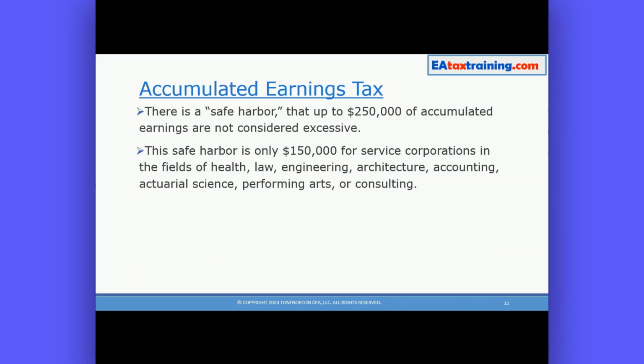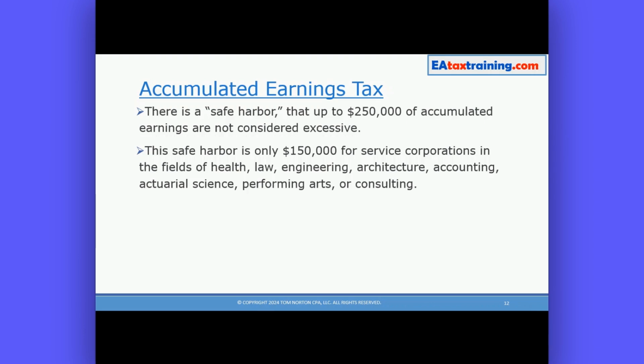But just as an example, let's say we have a regular type of business, not a service type of business, and they do their calculation and they come up with accumulated earnings of $400,000. What the IRS is likely to do is say, well, you have to pay accumulated earnings tax, 20% on the difference between the $400,000 and the $250,000 safe harbor. So they would want to impose a 20% tax on the extra $150,000, or a $30,000 accumulated earnings tax.